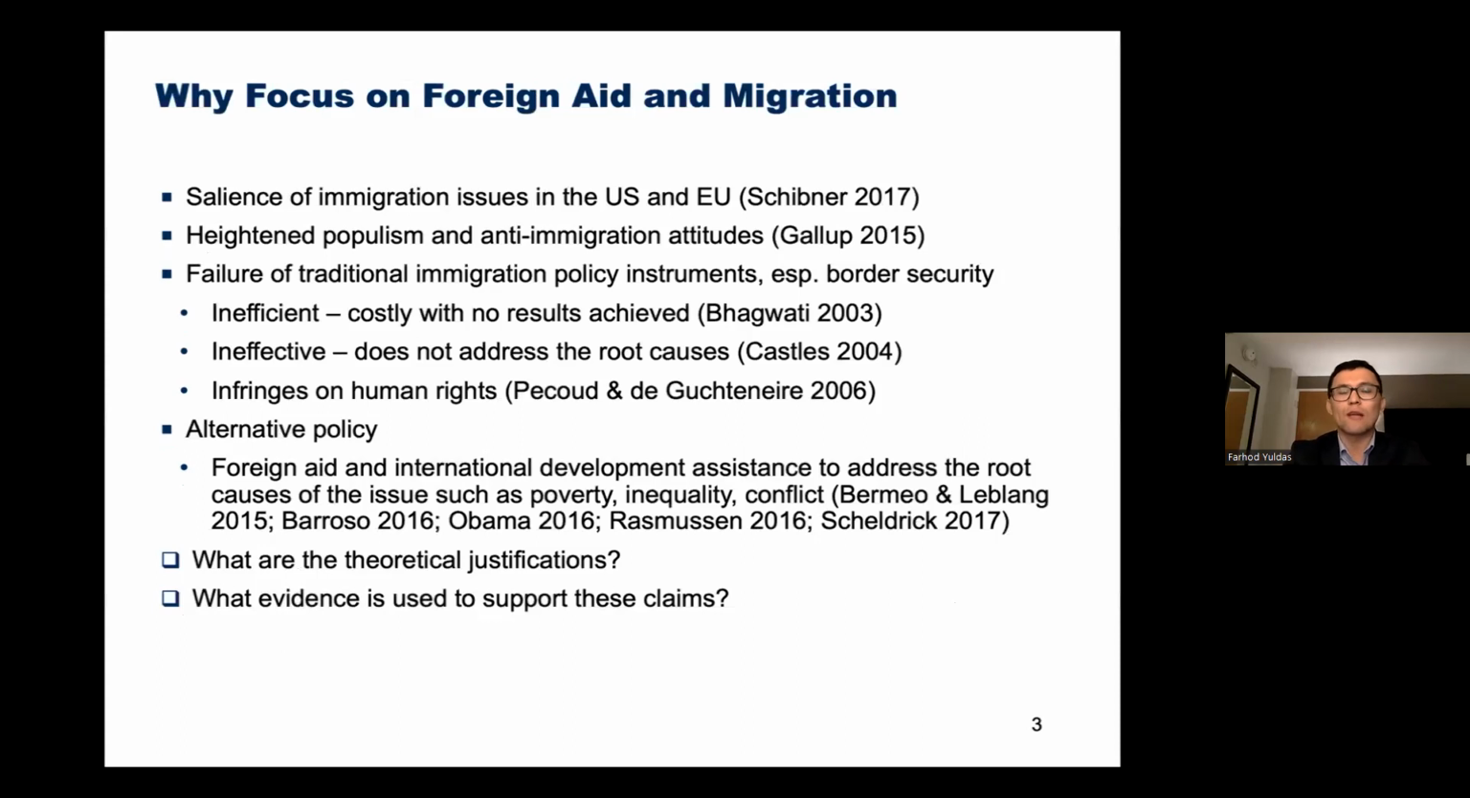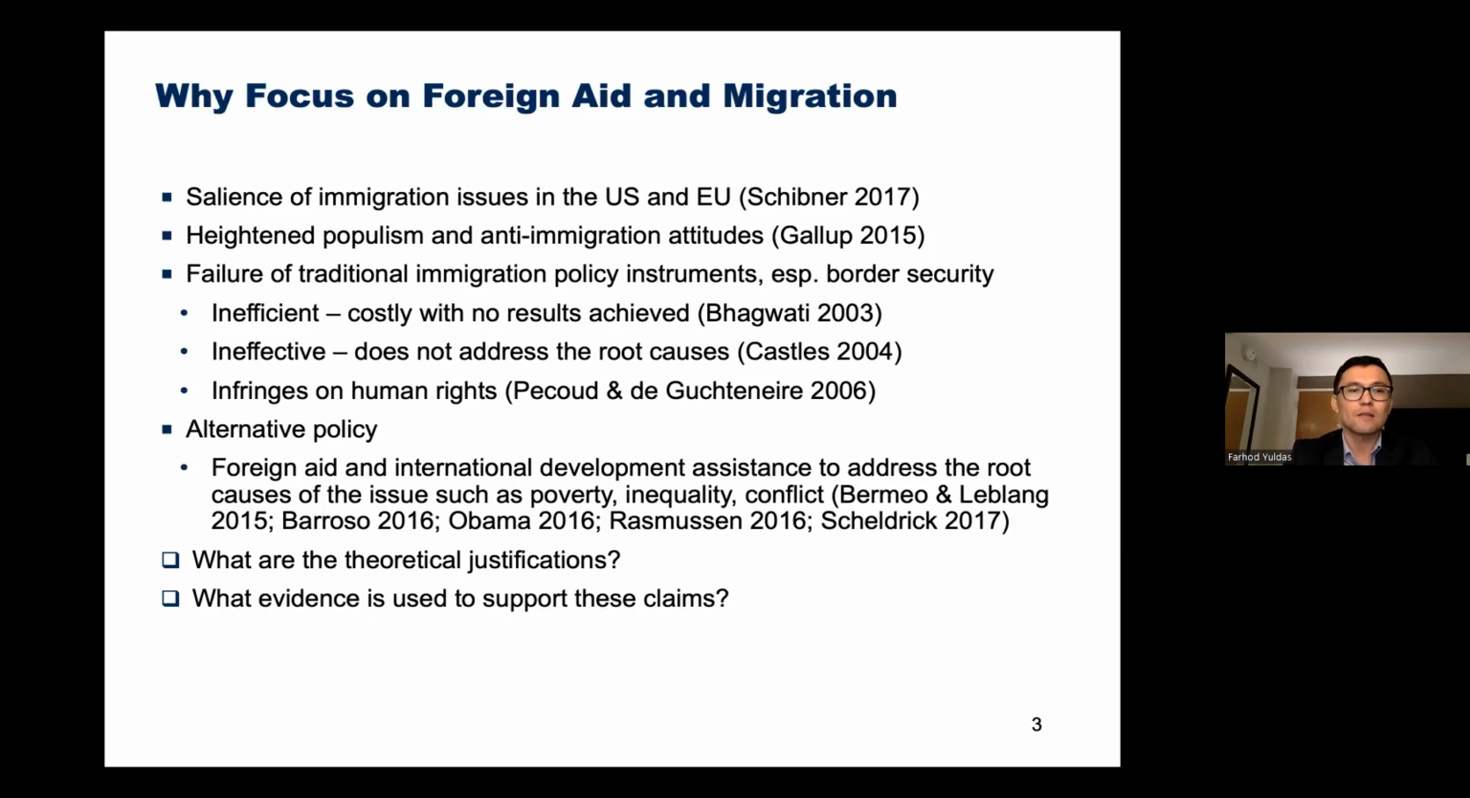So why focus on foreign aid and migration? All of this came out of a series of coffee catch-ups that I initially started with my colleague Jonas Gamzo around 2016, 17, when the salience of immigration issues in the United States and EU was coming to the fore and becoming really important, along with heightened populism and anti-immigration attitudes going wide with the Trump campaign, as well as his election afterwards, as well as Brexit in the United Kingdom and beyond.